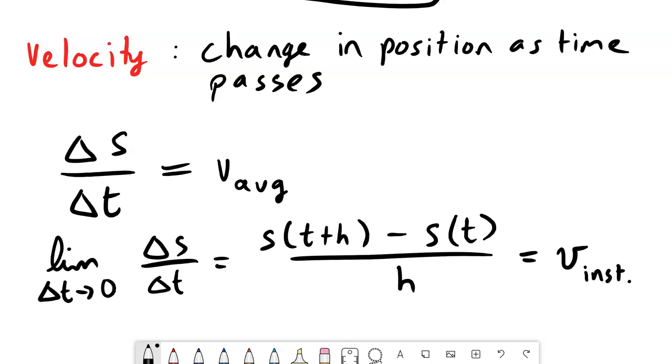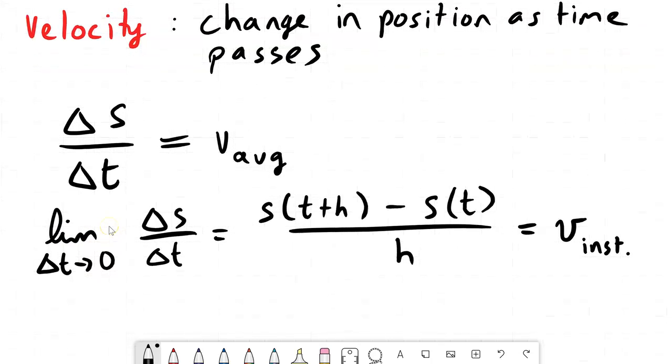What I'm trying to get at here is this. The position function, if you take its derivative, it's equal to the velocity function. Okay.